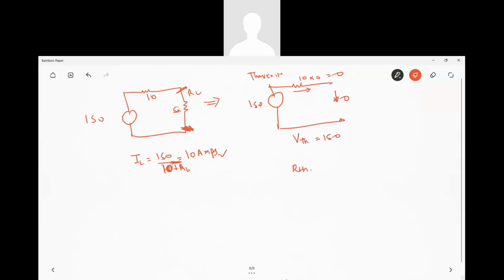And the Thevenin resistance that I have to find is on this side. When I remove this, only this 10 ohm is left. So this is my Thevenin resistance. Now I Thevenin should be equal to 1.